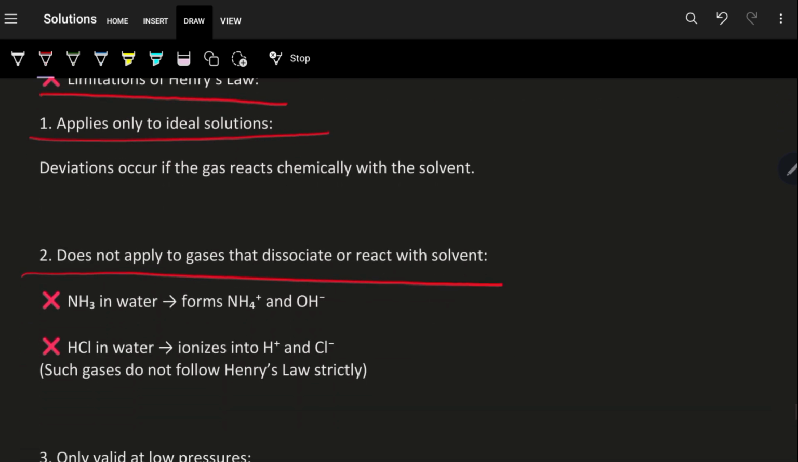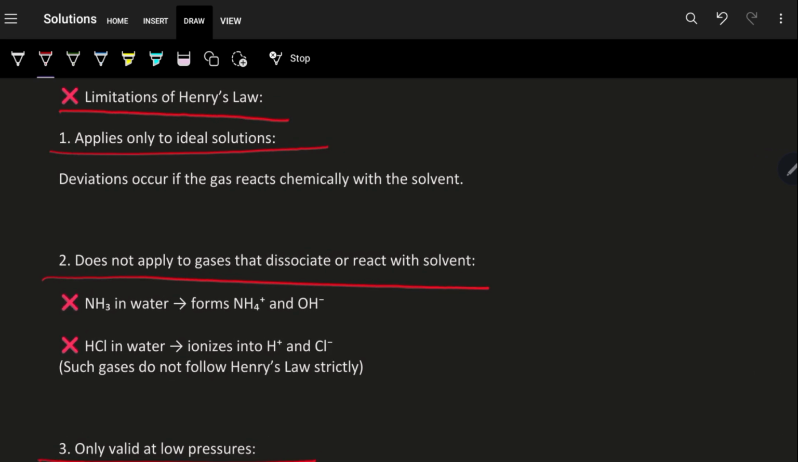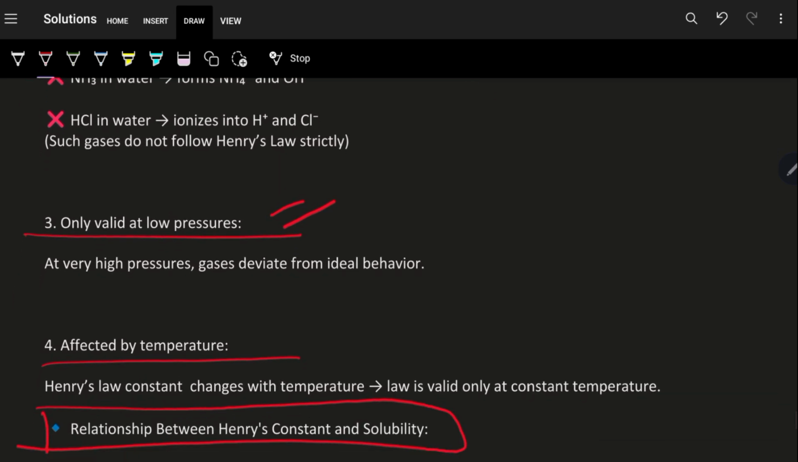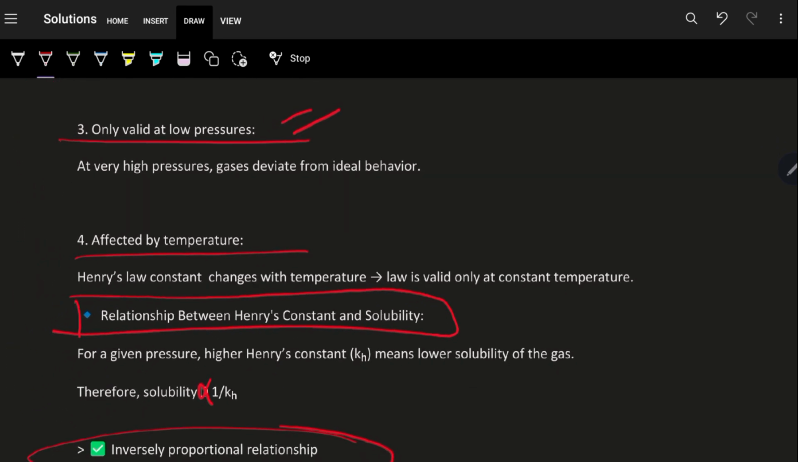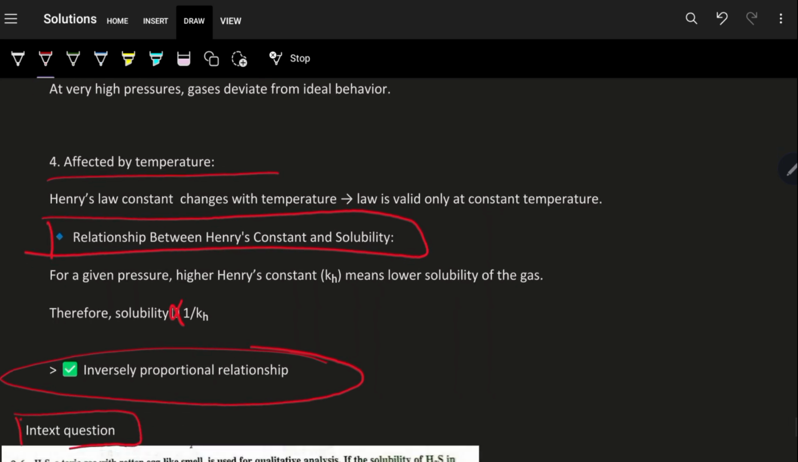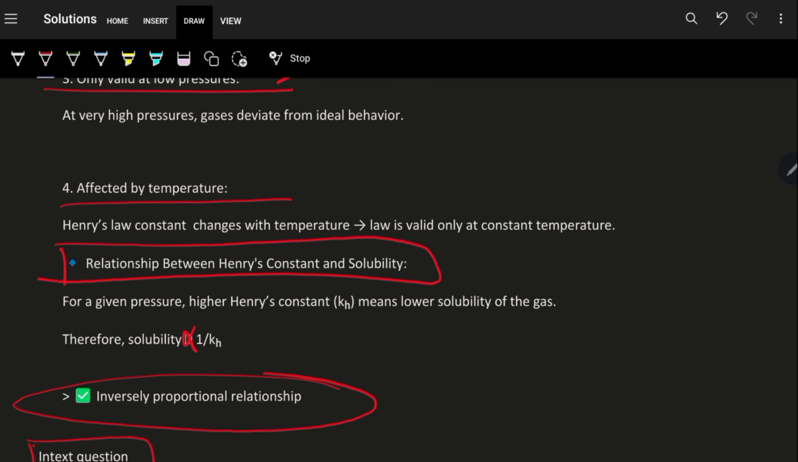But Henry's law has certain limitations as well. It is applicable at low pressure, not at high pressure; gases deviate from the behavior. It is applicable for ideal solutions. It deviates if the gas reacts chemically with the solvent. It does not apply to gases that dissociate or react with the solvent. It is also affected by temperature. Why? Because we have said that this happens at a constant temperature. So the law is valid only at a constant temperature.